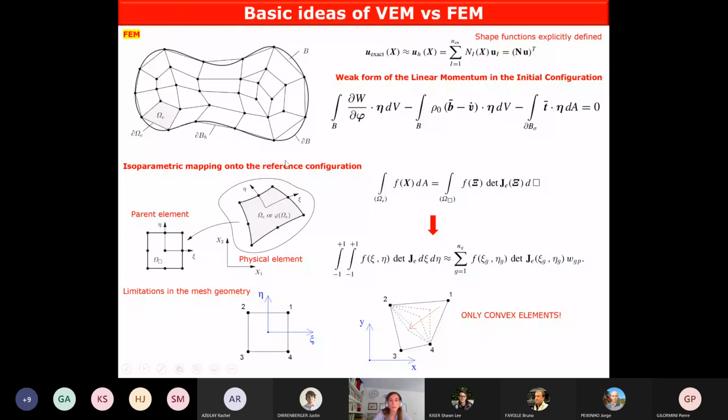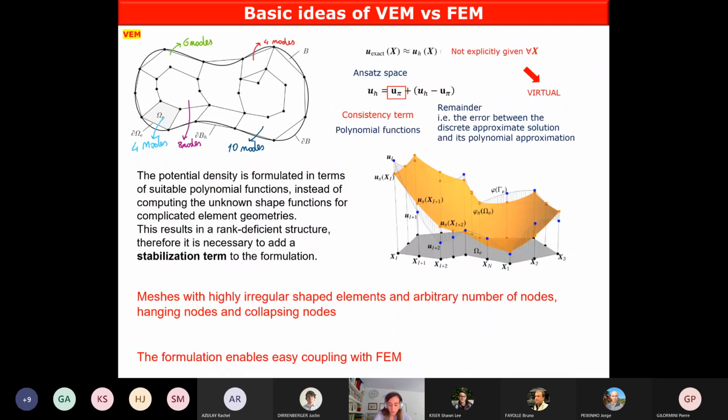So the key point of the well-known and well-established finite element method is the fixed number of nodes and the fact that there are some limitations in the mesh geometry. So there are issues related to very distorted meshes. Moving now to VEM, the virtual element method.